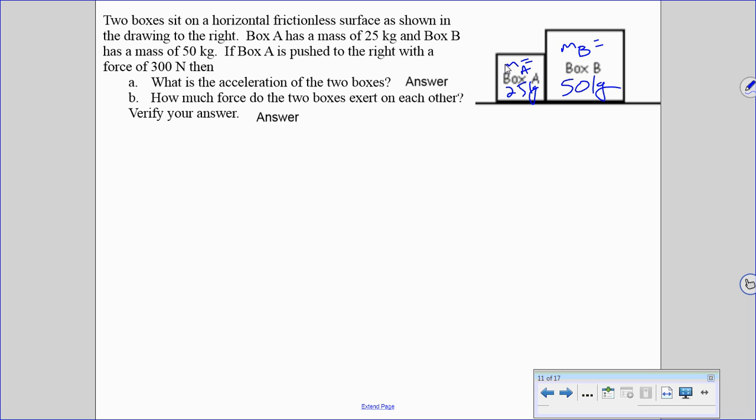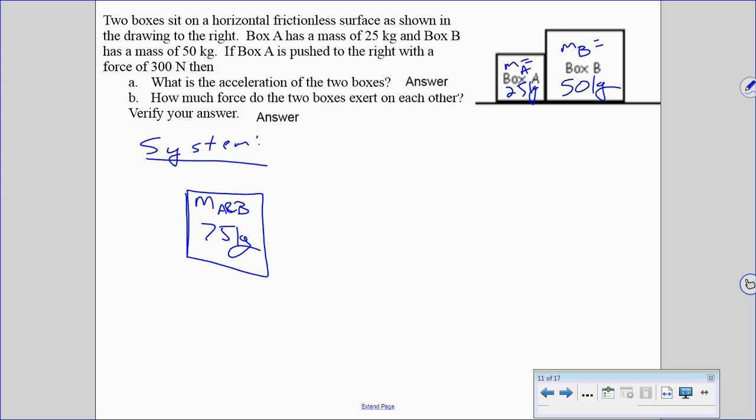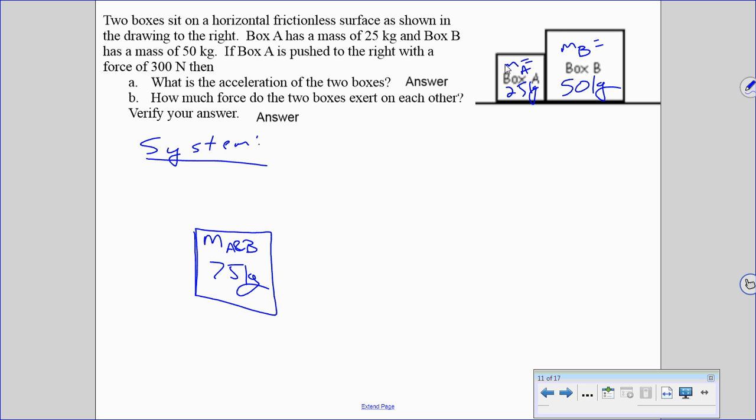So the first thing we're going to do is look at the system. Instead of thinking about them as A and B separately, we're going to consider it as one big box. So here's mass A and B, that's going to be 75 kilograms. Follow? All right, now, what forces are acting on the system?